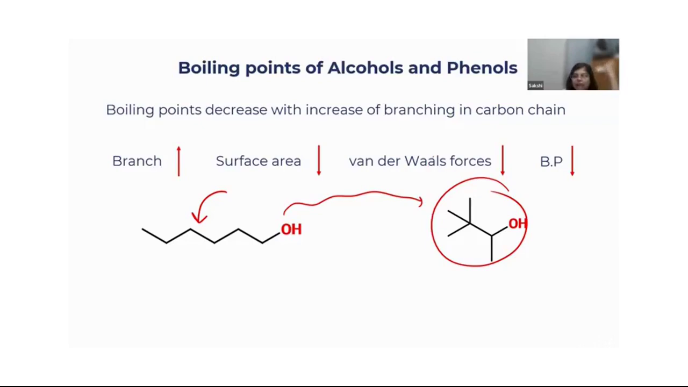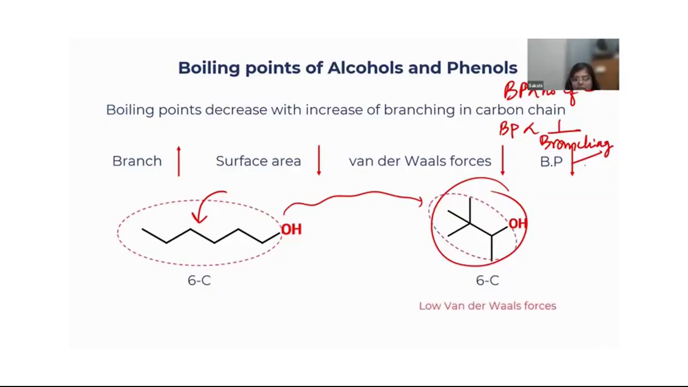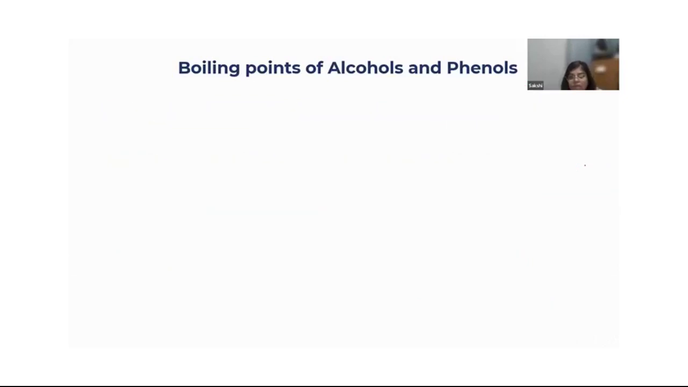As you increase the branches, what happens? The boiling point decreases, okay? This we need to understand. Surface area decreases, the boiling point also decreases. If you increase the surface area, the boiling point increases, right? So basically, we can say that boiling point is directly proportional to the number of carbon atoms, right? And it is inversely proportional to the branching, okay? You can note it down. Here also there are 6 carbon atoms, but in this case because of the branches, there are low van der Waals forces causing low boiling point.